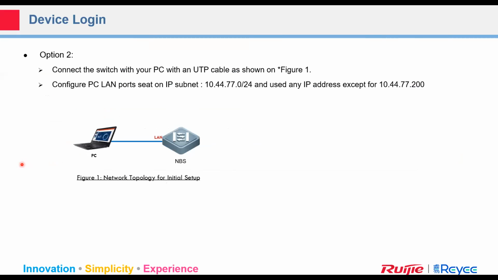The second option is you connect your PC directly to the LAN port of the NBS. You can see here the IP is the same as before, where you can set your LAN segment as this segment, and you can use any IP for your PC except for 77.200, because this is the NBS default IP.